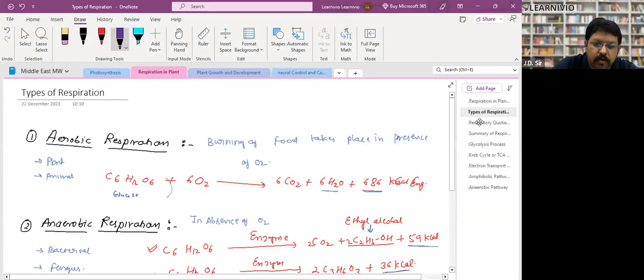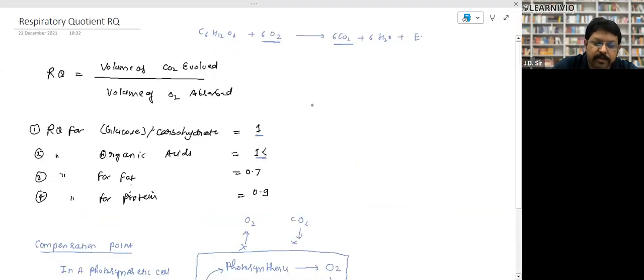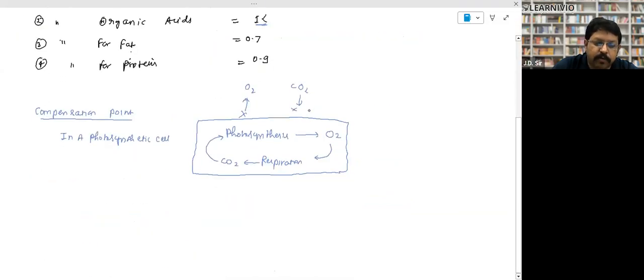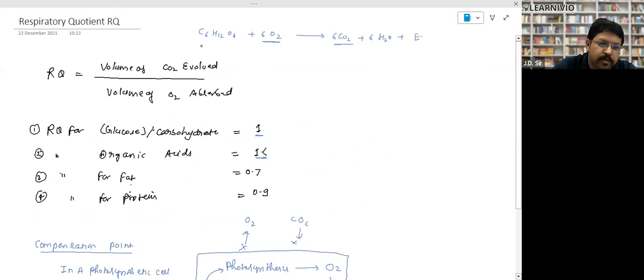Next thing, respiratory quotient. From respiratory quotient, remember the values. You will get questions from the values. What is the respiratory quotient? RQ is equal to the volume of CO2 evolved upon the volume of oxygen absorbed. That is the formula.